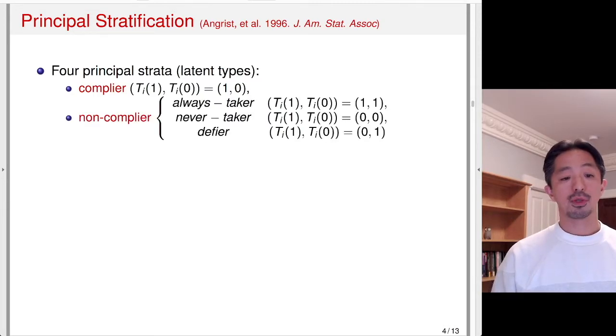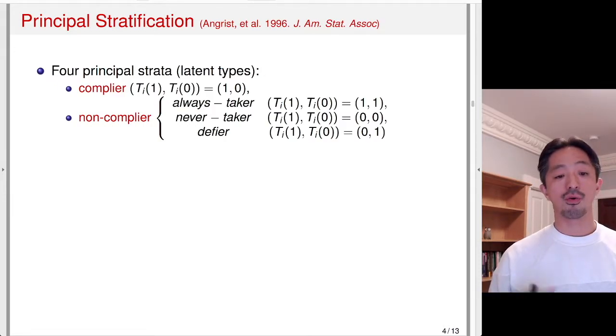Now there are three types of non-compliers. There's someone called an always taker, who would always take the treatment regardless of the encouragement. There are never takers, who never take the treatment regardless of the encouragement. And there is a defier, who does the opposite of what you tell them to do, which is that they only take the treatment when they're not encouraged. Okay? So there are four types, because the treatment is binary, there are two times two, four types of people.